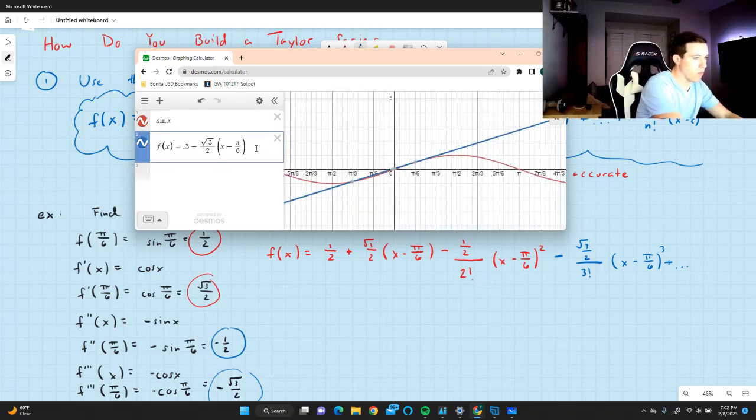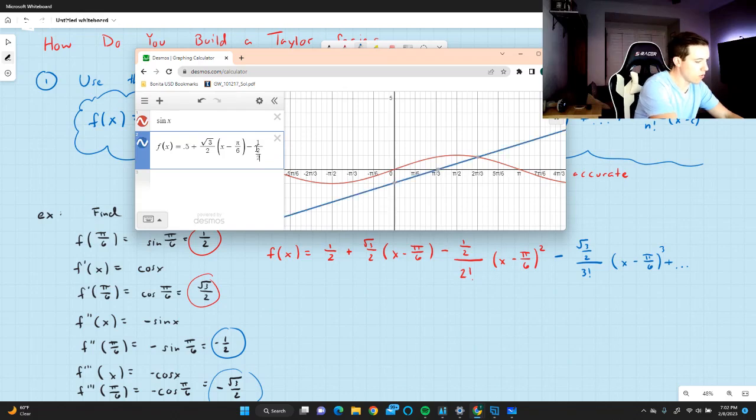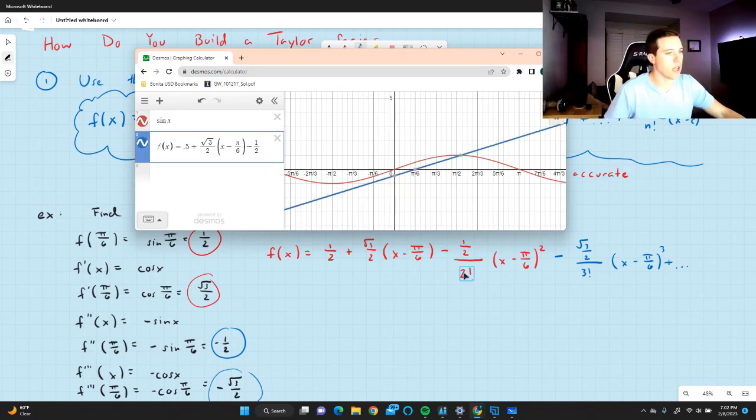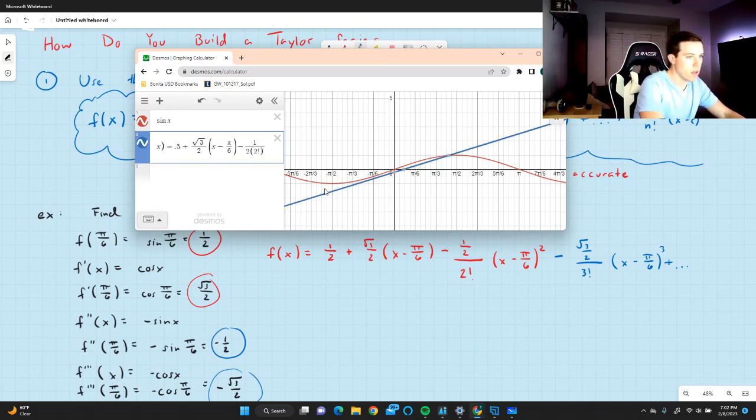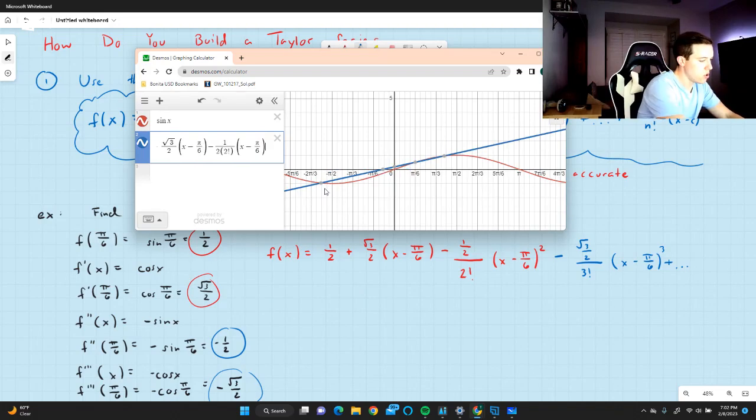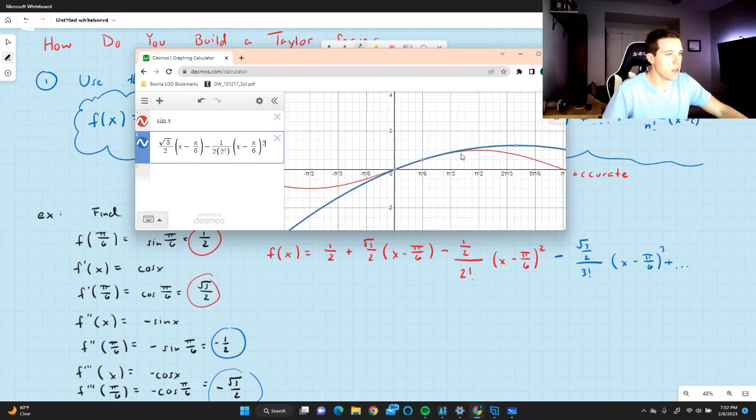Obviously, it's a tangent line. But we went one step further, and we have 1/2 divided by 2 factorial. I want to make sure that's going to give me the right way to do it. Hold on. When you divide by 2 factorial, it's like multiplying by 1 over 2 factorial. So technically that 2 factorial is in here. I'm just going to put it here so that we don't accidentally mess something up. And then times x minus pi over 6 squared. Looks pretty good. It kind of bends, but obviously it's a quadratic, so it doesn't bend back the other way.